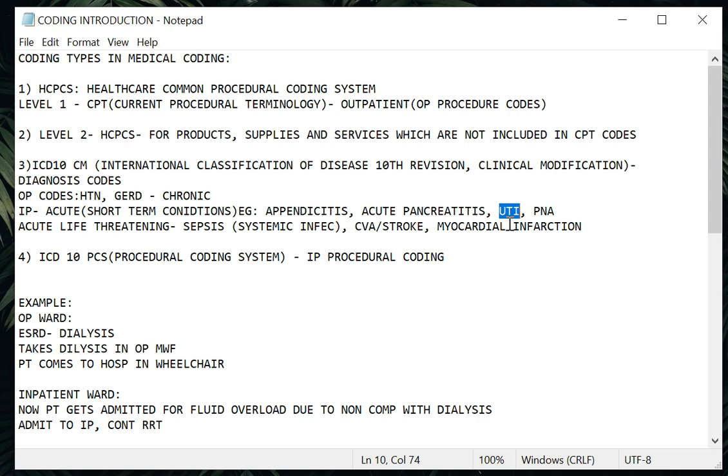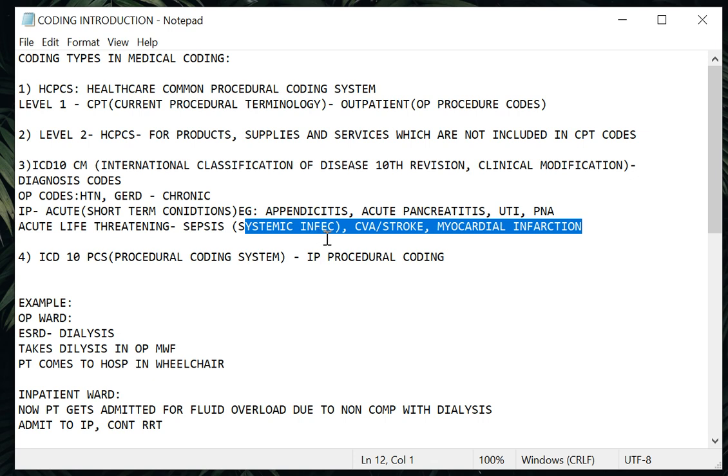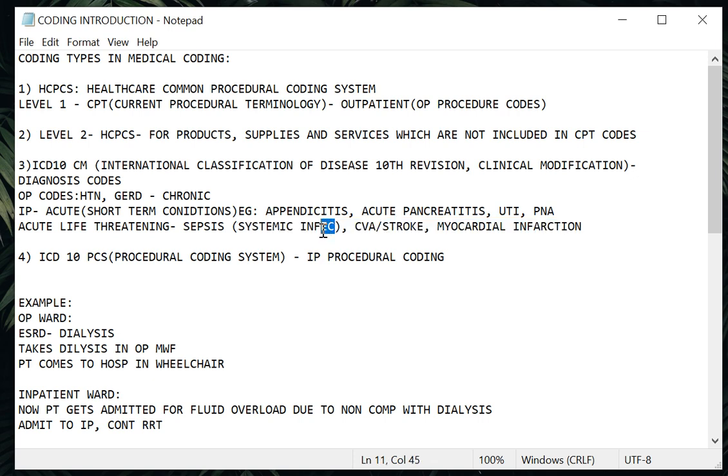What is an acute life threatening condition? For example, if the UTI is left untreated, it will lead to sepsis, which is a systemic infection, meaning it will spread through the blood all over the body. So this UTI, if left untreated, leads to sepsis, which is life threatening. This is also acute, but it is life threatening.